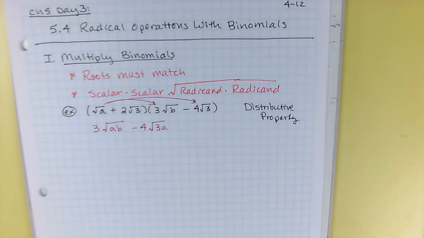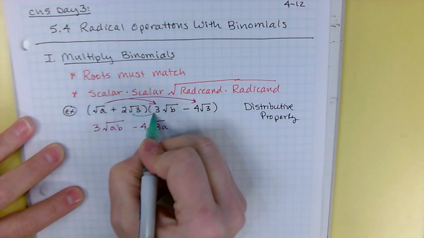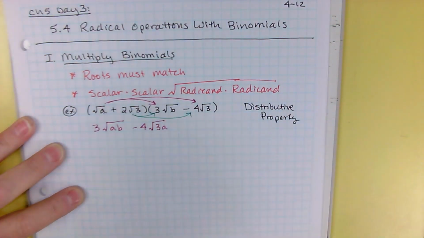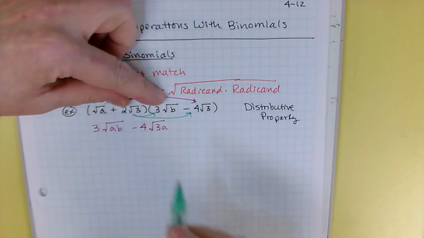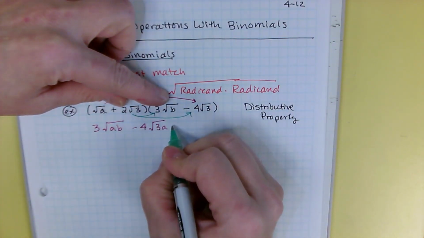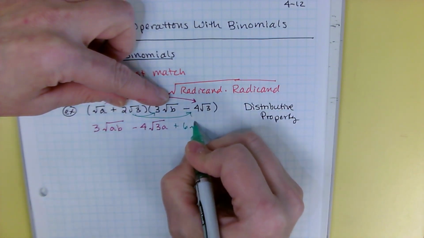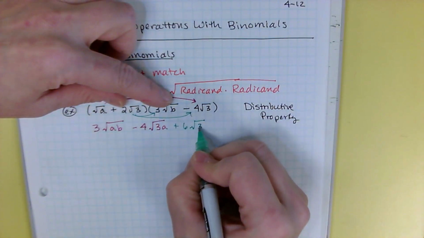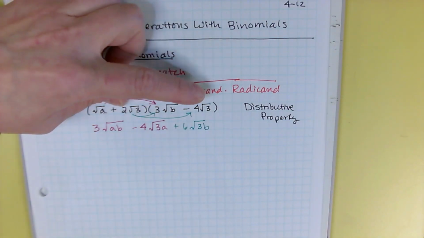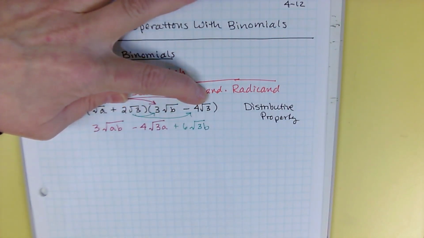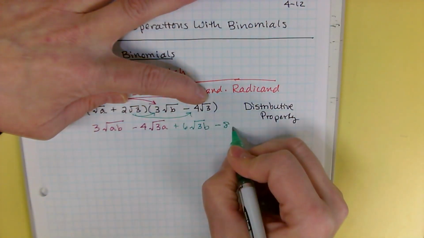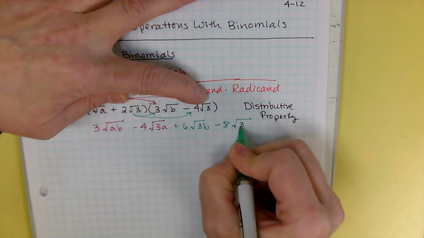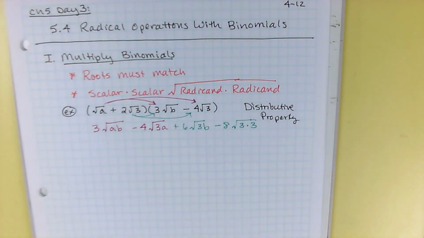Once you've distributed the first term, then you distribute the second term. So you multiply it by everything in the parentheses next to it. The pattern's the same, outsides times outsides, insides times insides. On the outside, I have a 2 times a 3, which is a positive 6. On the inside, I have 3 times b, which is 3b. Now we multiply by the second term. Outsides times outsides, 2 times negative 4 is negative 8. Insides times insides, I have a 3 and a 3, so 3 times 3 on the inside.